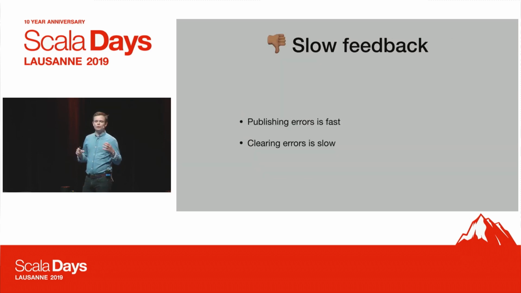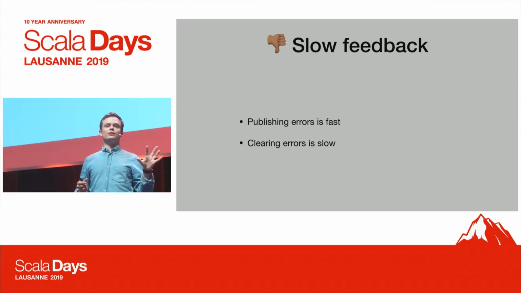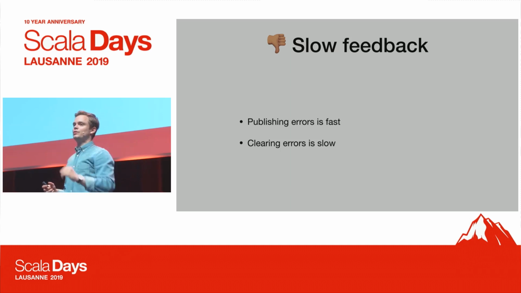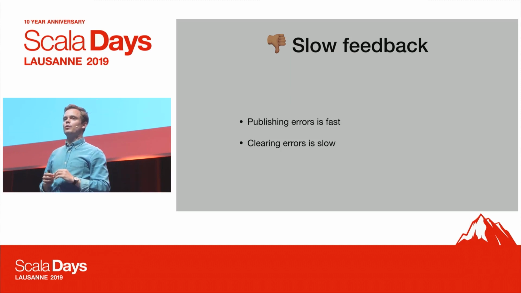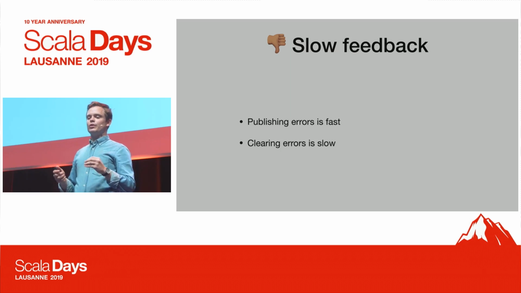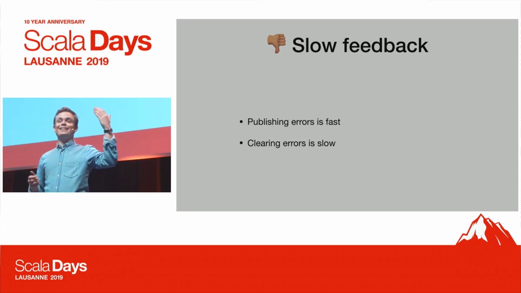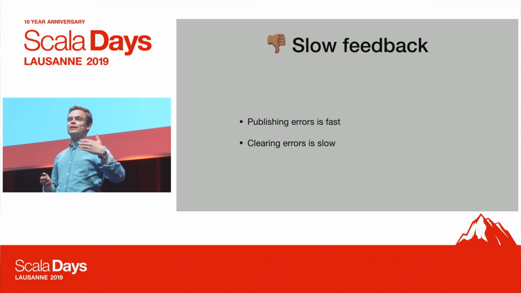So let's tackle both of the downsides, slow feedback and requires file save. We'll start with the slow feedback. Having looked at this a bit, and how to speed things up, the first lesson that we learned was that publishing errors is pretty fast. You essentially run that pipeline, and the errors come streaming from the build tool, and we can just put them straight into the editor, as fast as the build can be. But one of the challenges is that removing them, knowing that an error is gone, can be a bit slow.